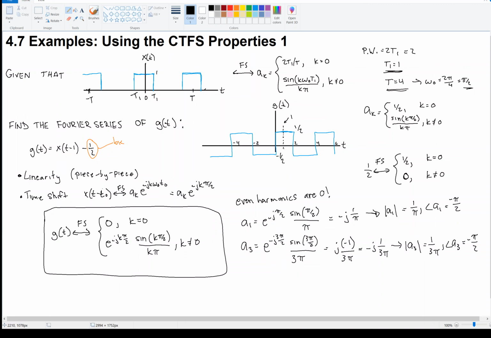So if you take those two waveforms and you add them together, you start to get something that resembles a square wave. And we wouldn't stop there, of course. We would add A5, and we would add A7, and we would continue on in that manner. Okay, so stay tuned. We'll have some more videos on how to use the CTFS properties.